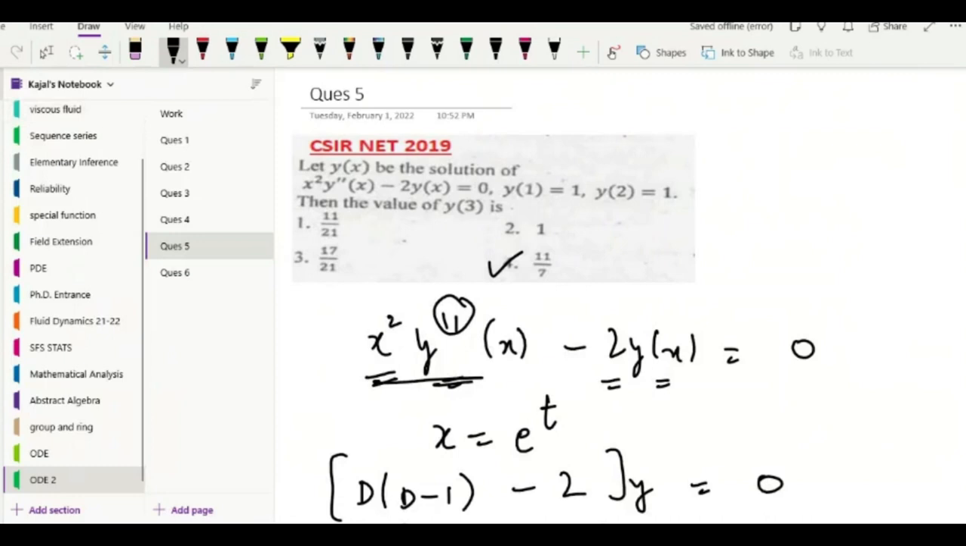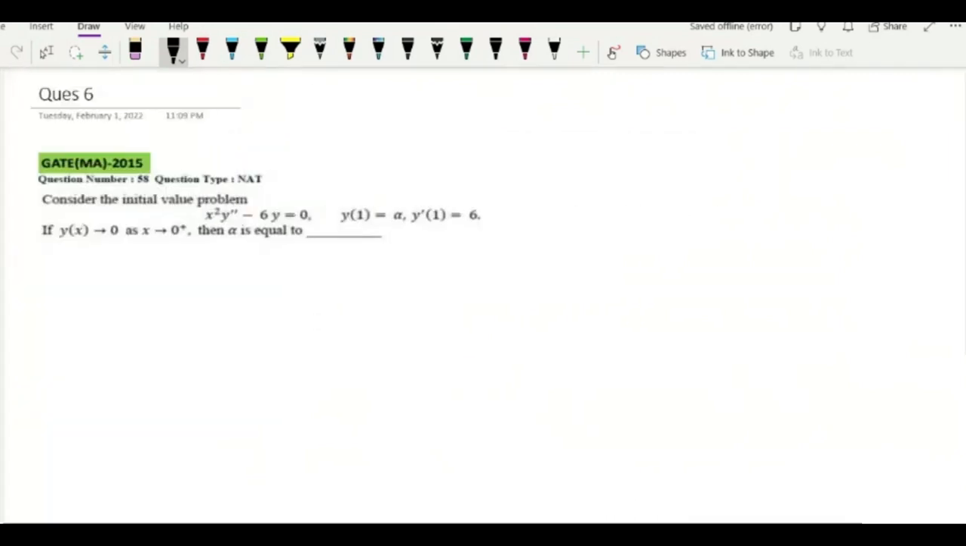So moving towards the next question. The next question is from the GATE examination 2015. And in this question, we have an initial value problem. x² y'' − 6y = 0 and y(1) = α, y'(1) = 6. And they have given y(x) tends to 0 as x tends to 0 positive, then α is equal to what. Here you are to find alpha.